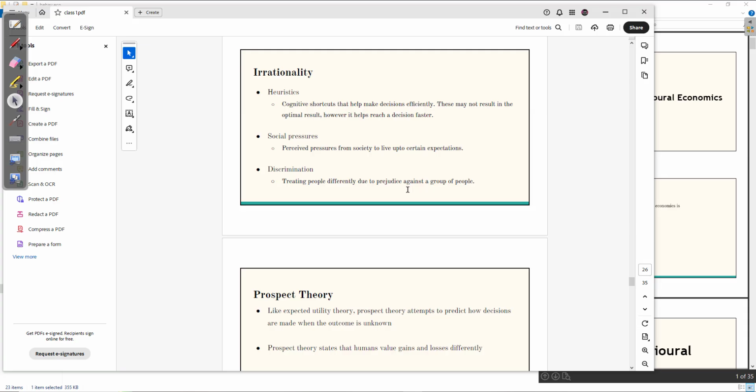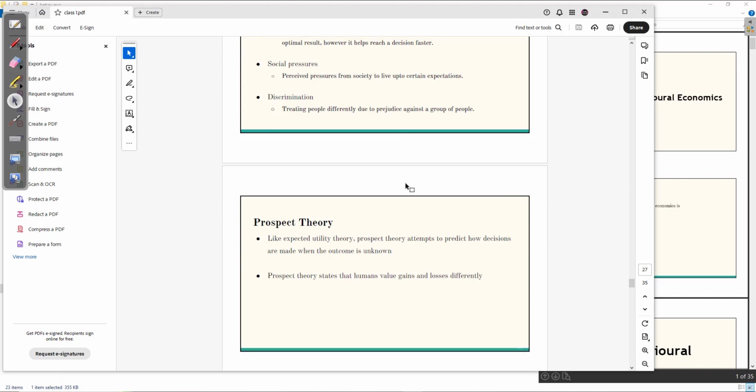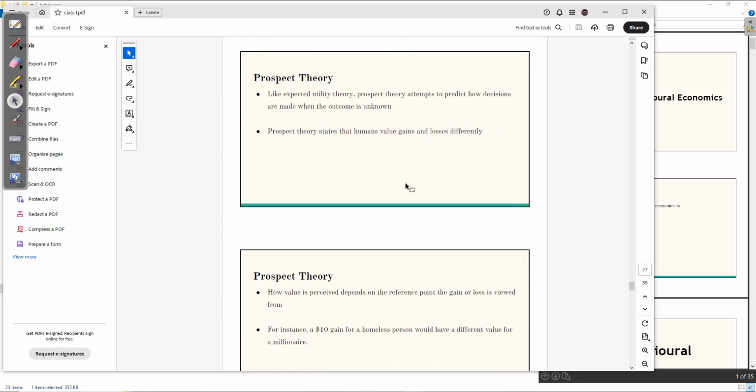Heuristics are cognitive shortcuts that help you in making decisions efficiently. Now see, whenever you are buying something or making any decision, you have some previous experiences. You use those experiences to make your decision. You have certain information, you have a certain point of view, and based on that you are quickly deciding. That is heuristics. We will be covering that in much more detail. Social pressure is something that impacts you and makes you take irrational decisions. Discrimination, treating people differently due to prejudice, will also make you take some irrational decisions.